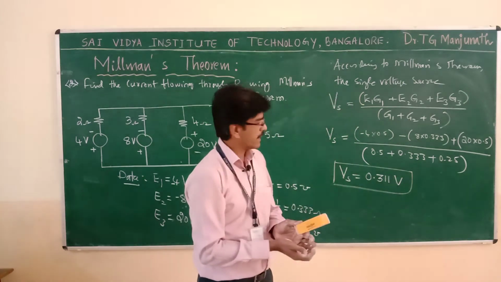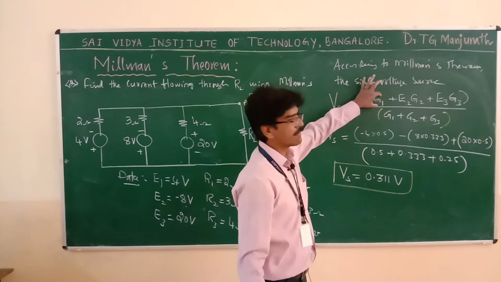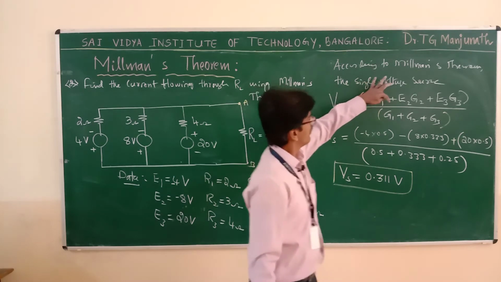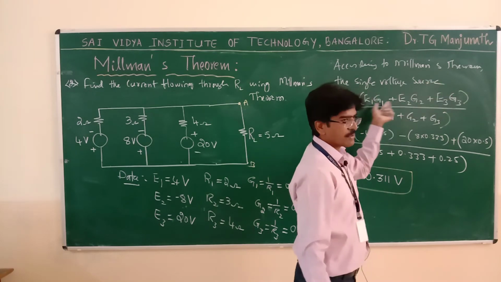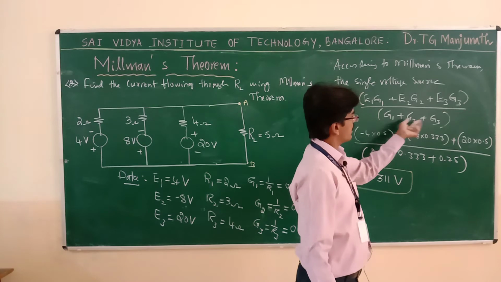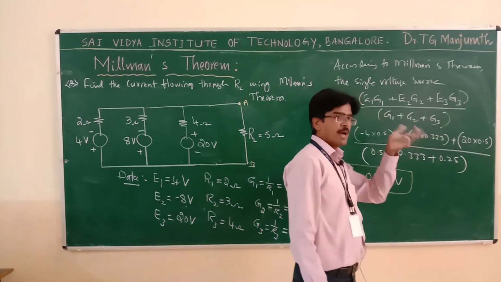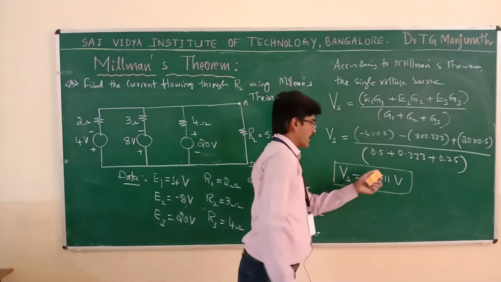If you want the exact answer, you can substitute as it is here. E1 G1 is E1 times 1 by R1, plus E2 G2, E2 times 1 by R2. Then substitute the values of R1, R2, R3. Similarly here also, 1 by R1 plus 1 by R2 plus 1 by R3. Substitute the values and enter in the calculator instead of doing it separately, so that you will get the exact answer.